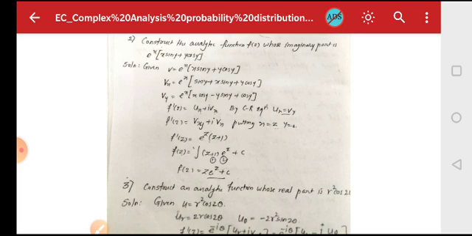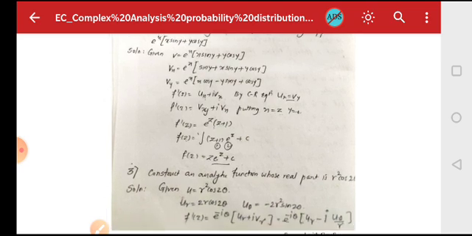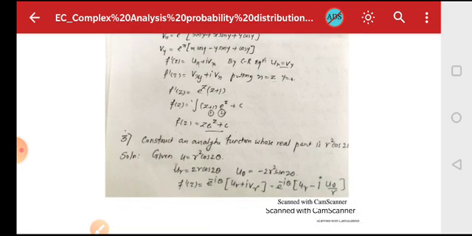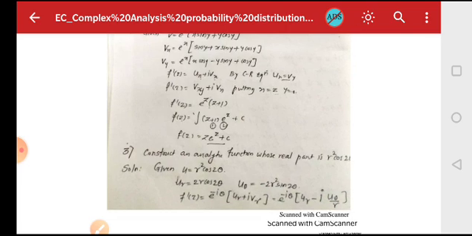So again, integration of e raised to z. So e raised to z gets cancelled. So we're left with z into e raised to z plus constant of integration c, which is the required analytic function. Now third one: construct an analytic function whose real part is r square into cos of 2 theta.